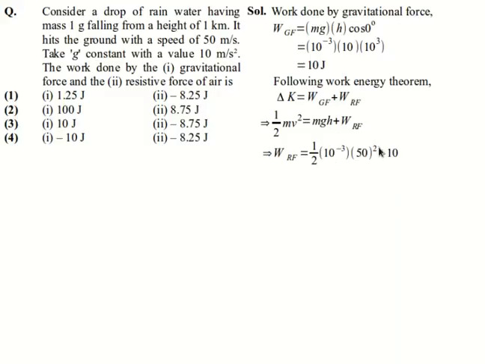So when we solve, 50 square is 2500, divided by 2 is 1250, multiplied by 10 to the power minus 3 is 1.25. So we get 1.25 minus 10. This is minus 8.75 joule, which is given to us here in the second part of the question, in option number 3. So the correct option is option number 3 here.